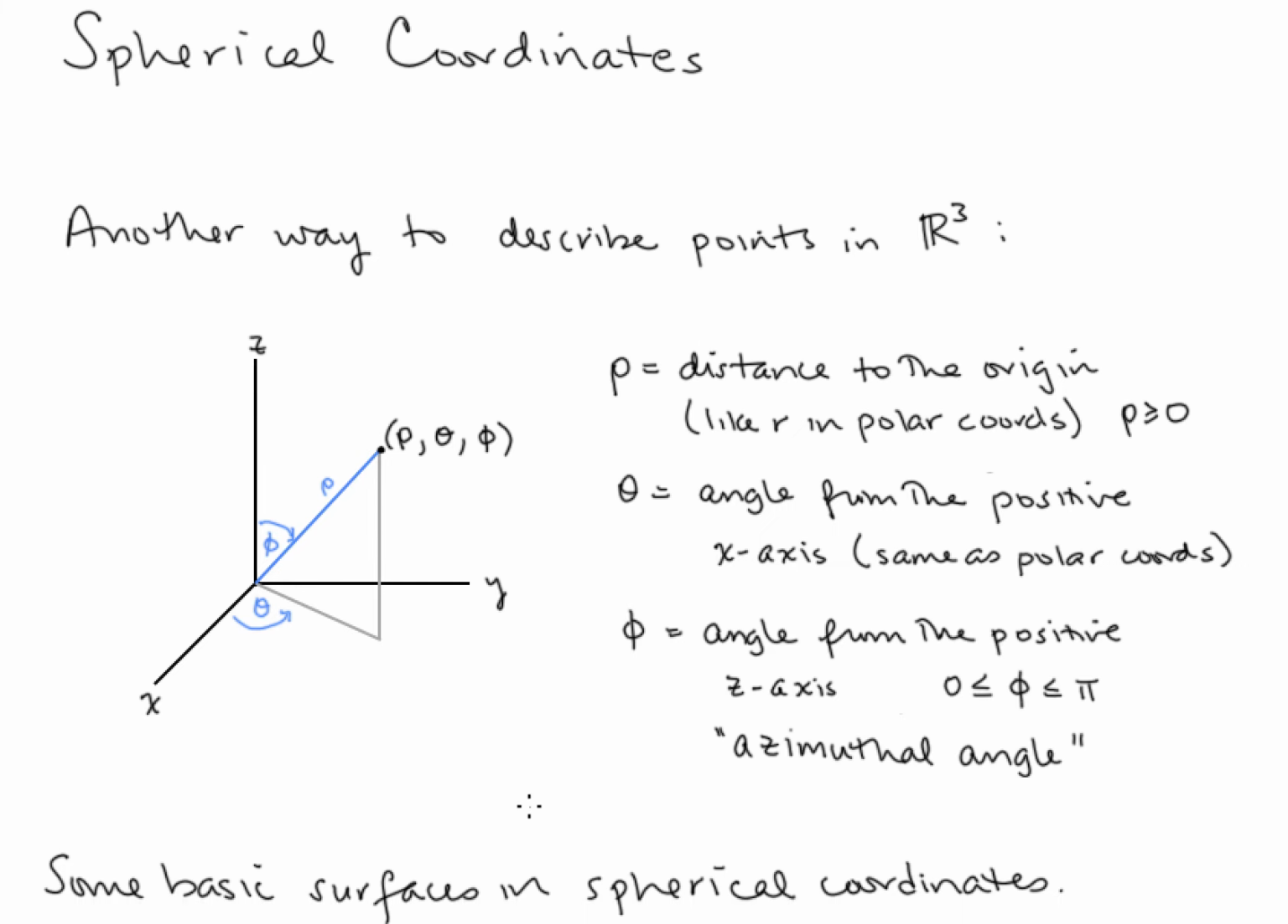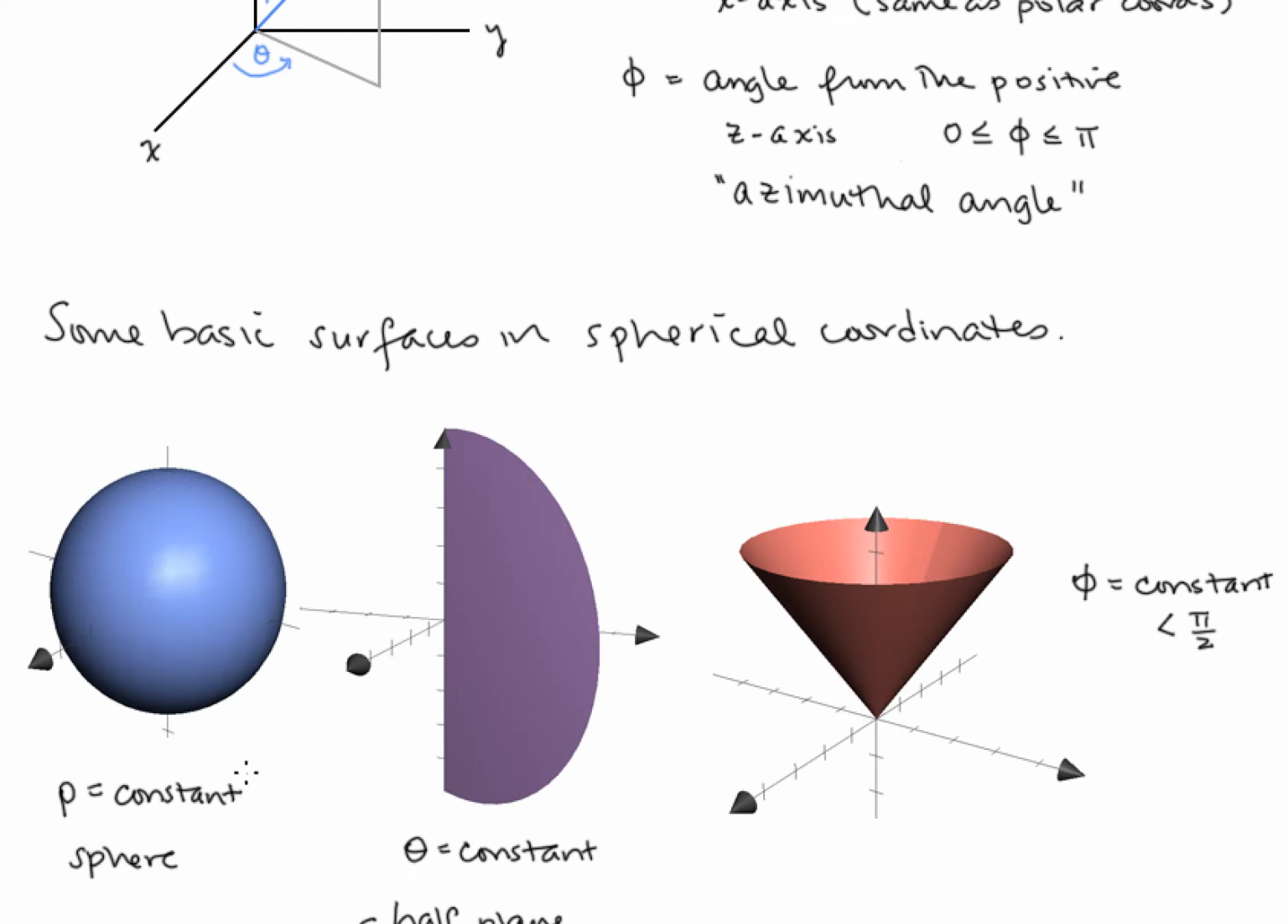Now let's examine these coordinates more closely and talk about some basic surfaces in spherical coordinates. What would happen if we set rho to be a constant? Rho is the distance to the origin. If rho is constant, we're talking about all the points that are equidistant to the origin. That's going to give us a sphere. Rho being constant gives us a sphere.